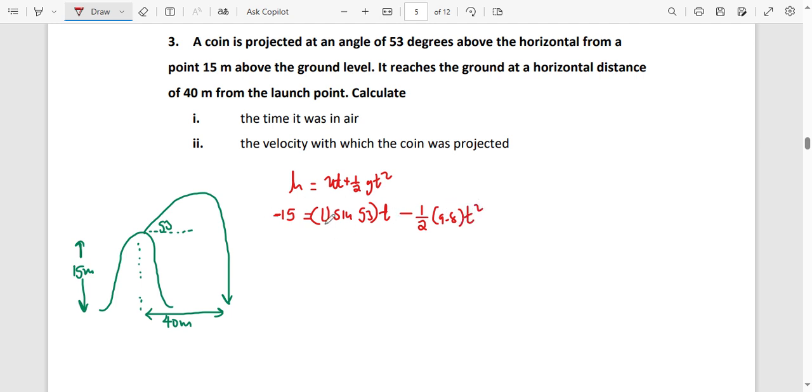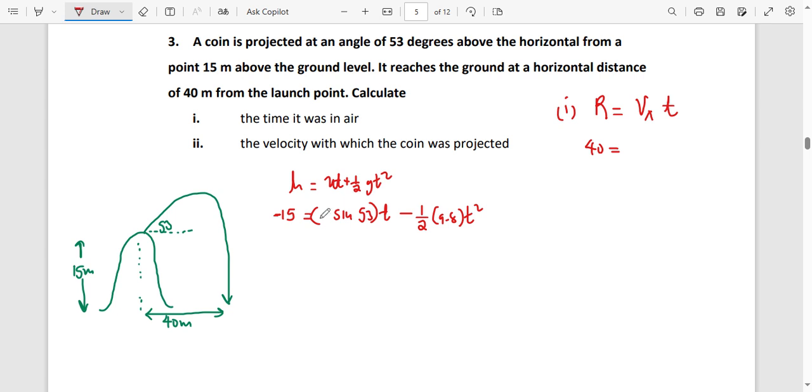But as you can see, we have got two variables here, u and t, so there's no way we can solve this equation. But wait, this question is actually way simple. To find part 1, it is way simple because we've been given the range. Remember that range is equal to velocity in the x times time. So the range is 40. Velocity in x is given by the initial velocity.